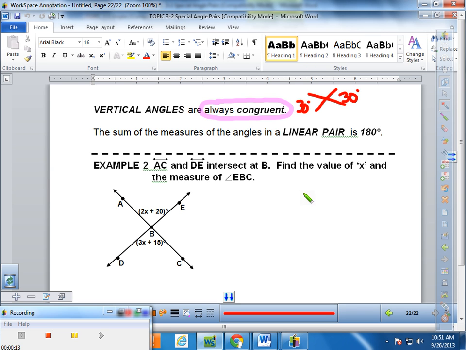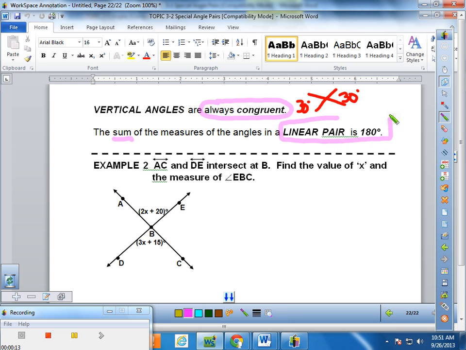Then they tell you that the sum of the measures of the angles of a linear pair is 180. Remember, your linear pair makes a straight line. A straight line equals 180 degrees. You need to memorize these because, again, it's going to keep coming up.